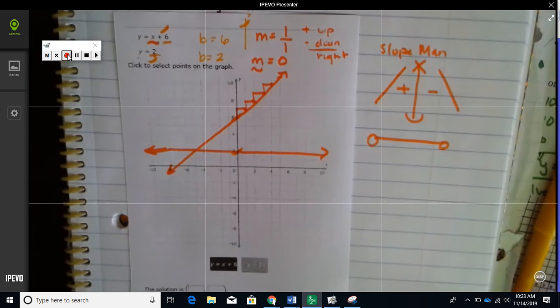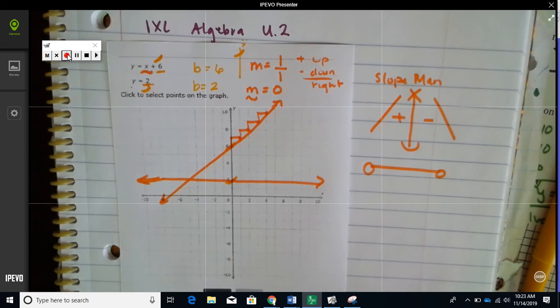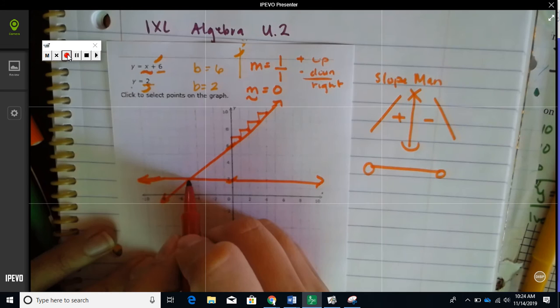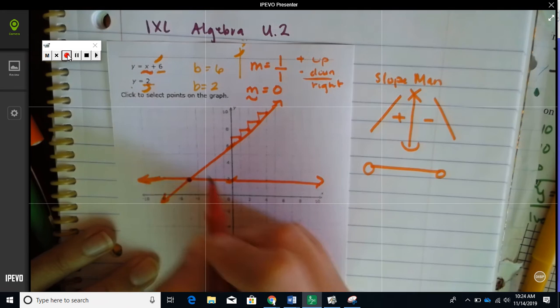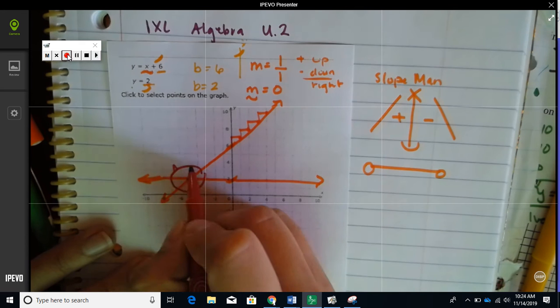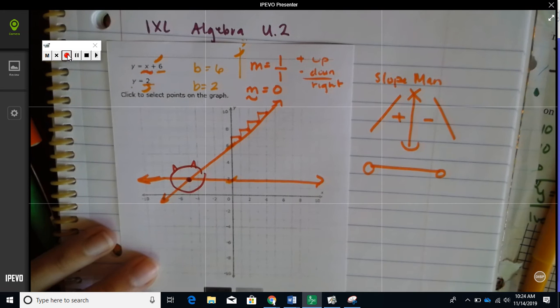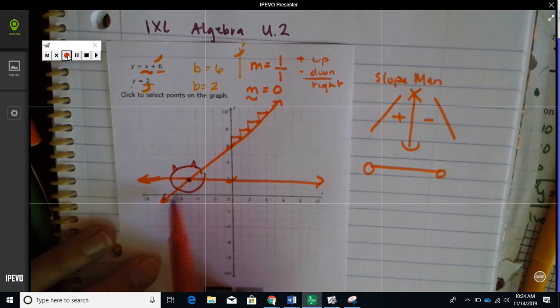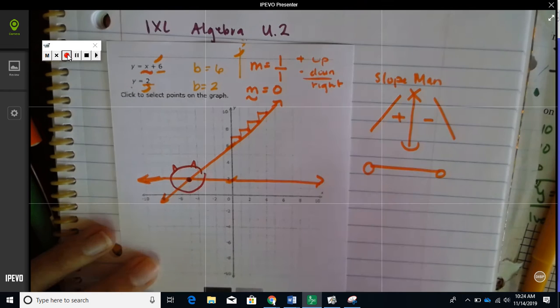What IXL is asking you to do, because we're starting a new unit about solutions, the solution is where the two graphs cross. So here's where the two graphs cross. Make that obvious. Go ahead and make your little cat meow just for funsies. We'll see where the whiskers is the X. That's where the solution is at.